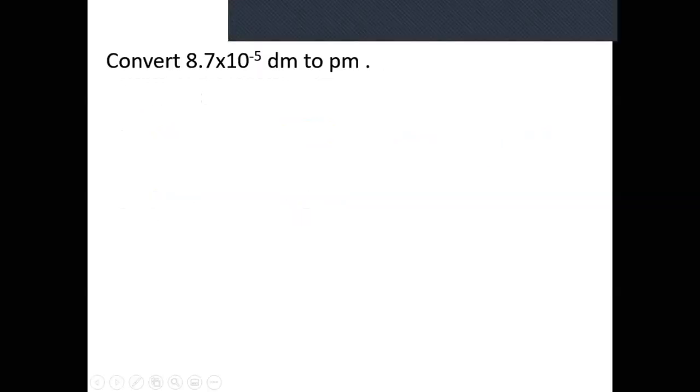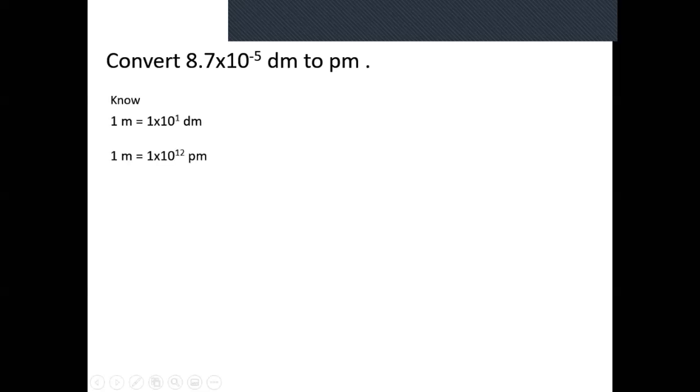So here we want to convert decimeter to picometer. Deci is a big prefix compared to pico, so we're going from a relatively larger metric prefix to a smaller metric prefix, so our exponent power should go up. What we know is that 1 meter is 10 decimeters and 1 meter is 10 to the 12th picometers. We get this from that chart.